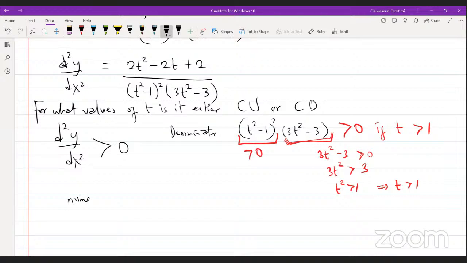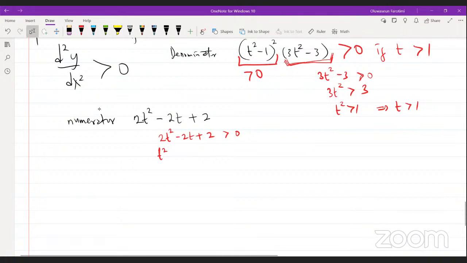So what about the numerator? The one on the top, you have 2t squared minus 2t plus 2. Under what values of t will this be bigger than 0? That's my concern. I have to find a way to figure it out. So where do we go from there? Again, let me pick a red. I'm going to divide through by 2 because 2 is common. We're going to have t squared minus t plus 1 greater than 0.